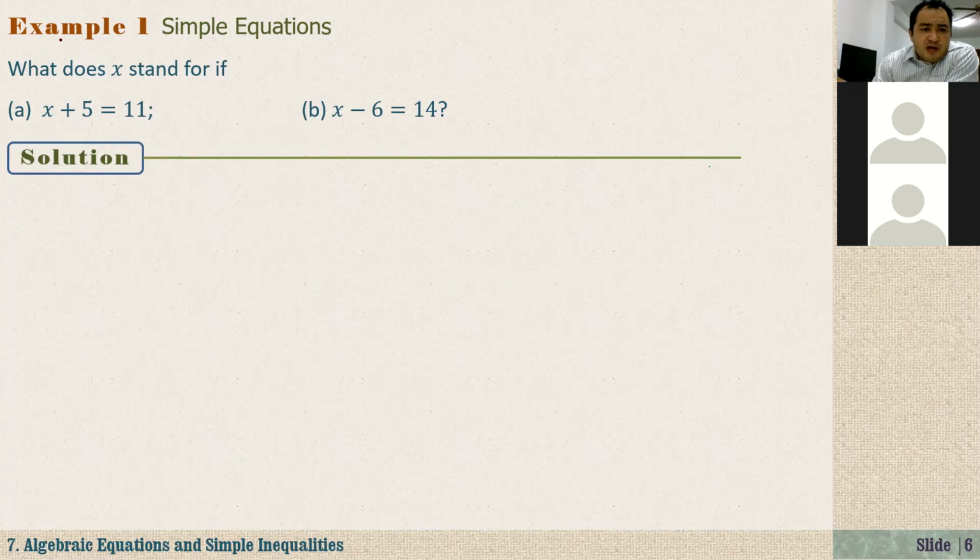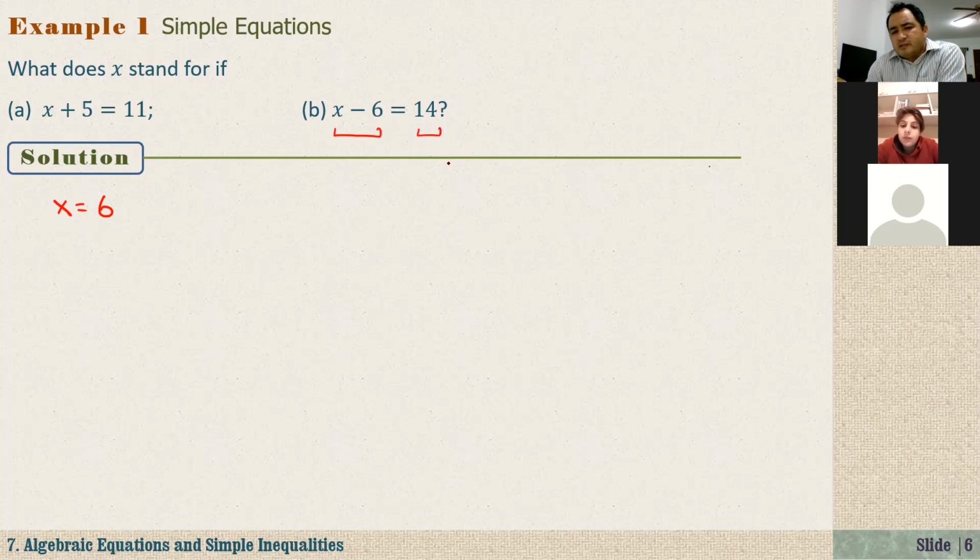So x plus 5 equals 11. What does x stand for? If this one is true, then what is x here? x equals 6, because 6 plus 5 equals 11. So 6 makes this sentence a true sentence, right? Or it makes this equation correct. How about here? What number minus 6 equals 14? Okay, so here 20 minus 6 is 14. Here this x is equal to 20.